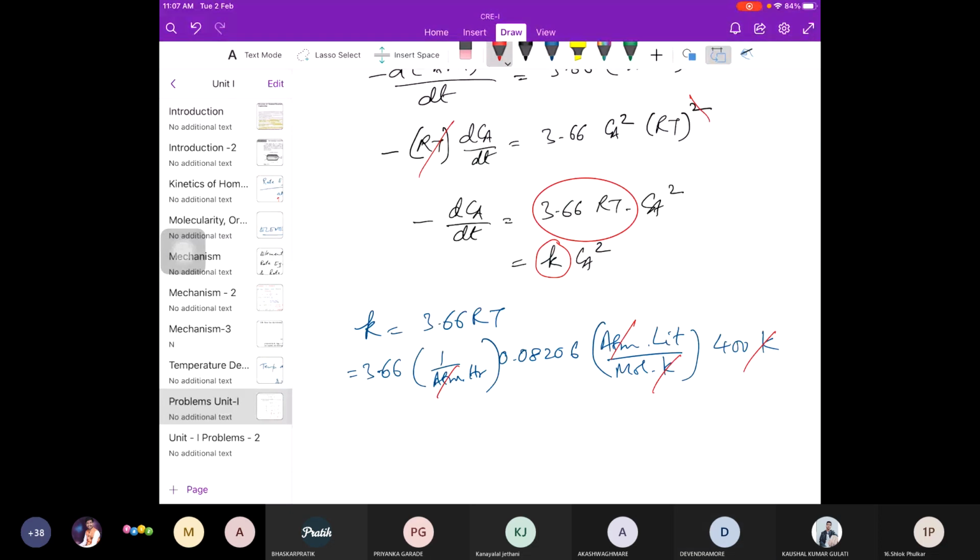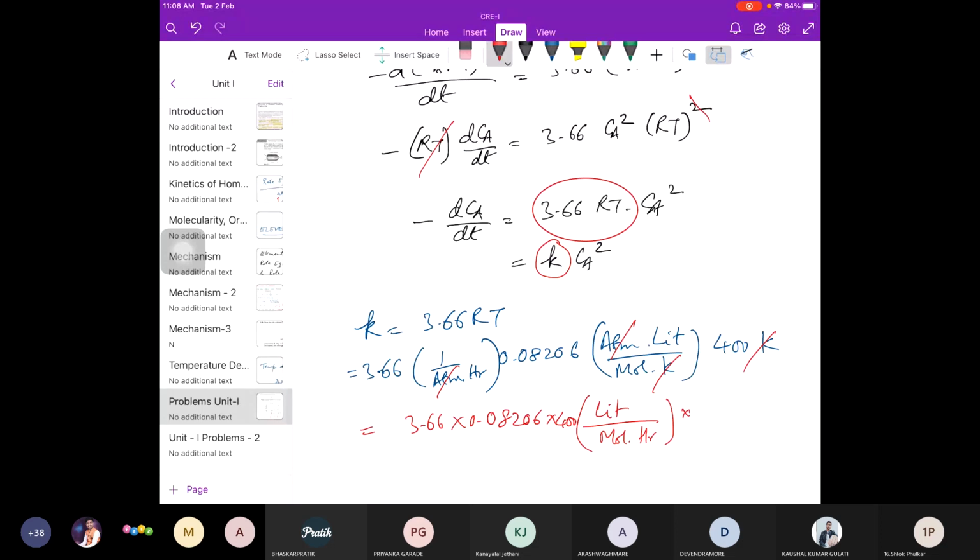So what we get is K in terms of liters per mole hour, right? And the unit value is 3.66 into... What we can do is convert this into cubic meters.